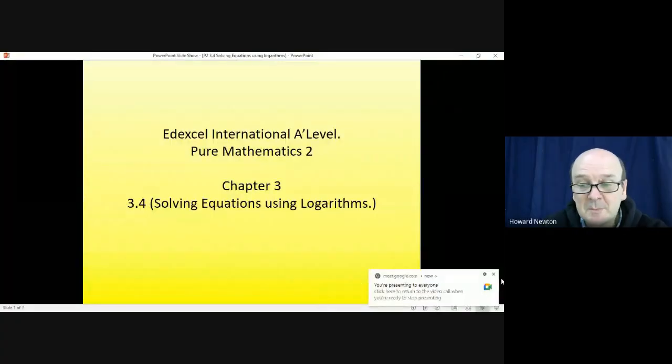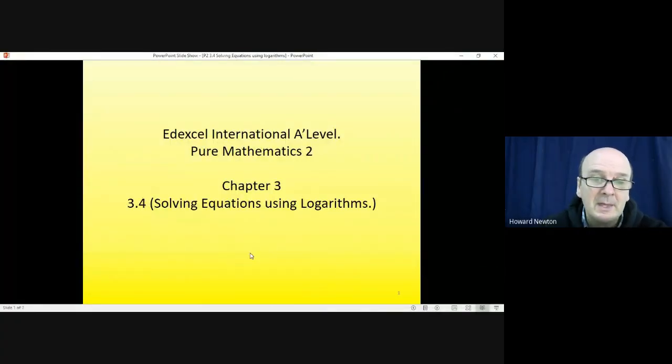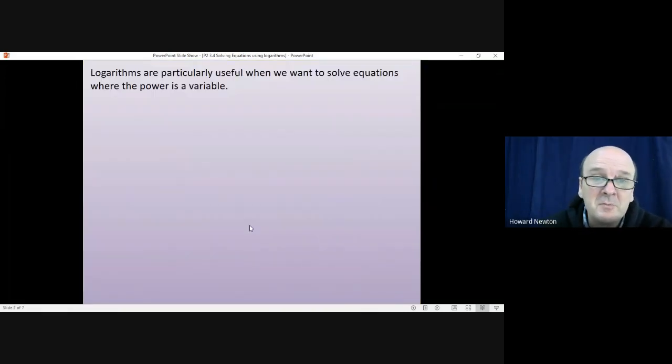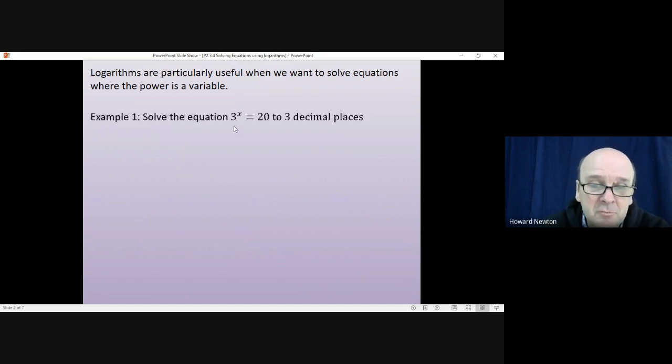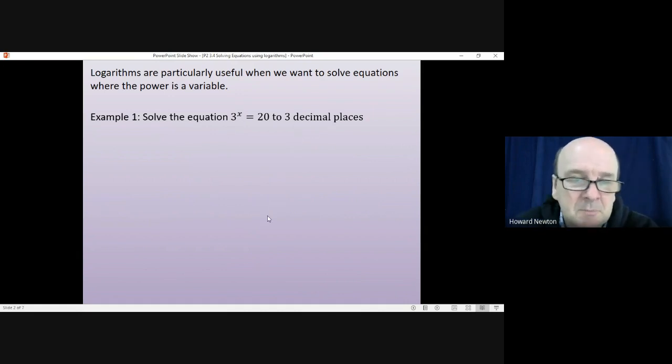In this lesson, we're on Chapter 3, 3.4, and we'll be looking at how you solve equations using logarithms to help you. Now, logarithms are particularly useful when we want to solve equations where the power is a variable. So, for example, if you had the equation 3 to the power of x equals 20, the power there is a variable x, and it's x we're trying to find. In this case, to 3 decimal places they've asked us to.